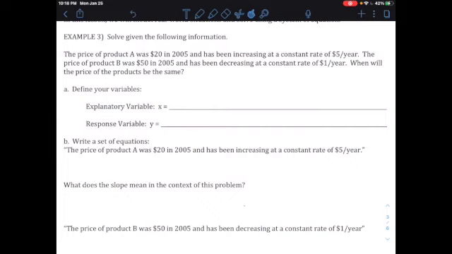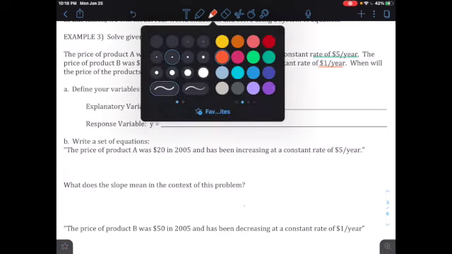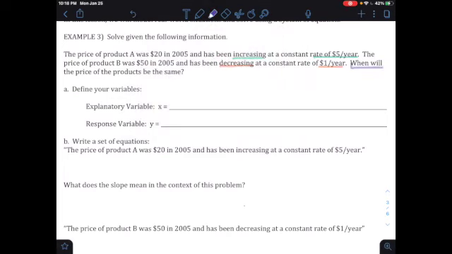Okay. Then the next one reads, the price of product B was $50 in 2005. It has been decreasing at a consistent rate of $1 per year. When will the price of the products be the same? Usually the last sentence tells you what they want you to do. So they want you to find when the price will be the same. When means time, and the price the same means equal to each other. So what you're going to do is, the time determines the price.